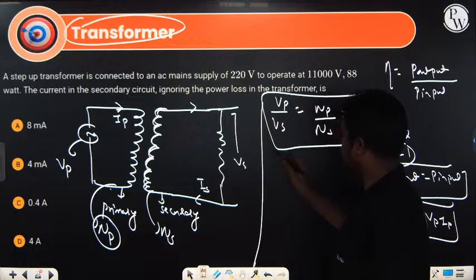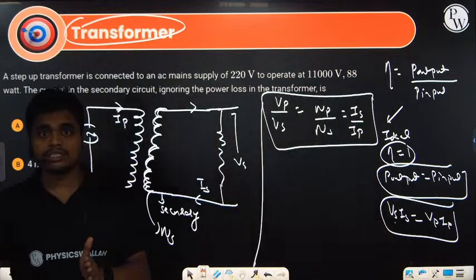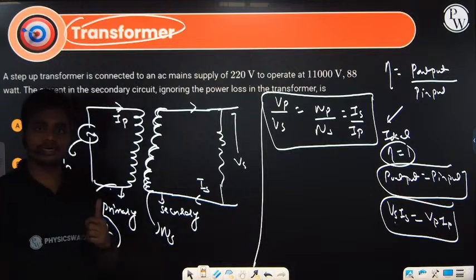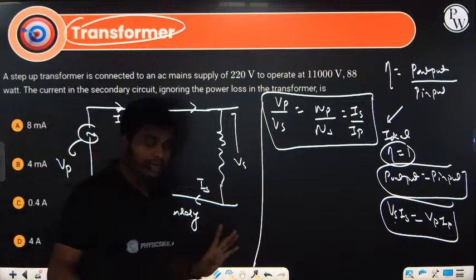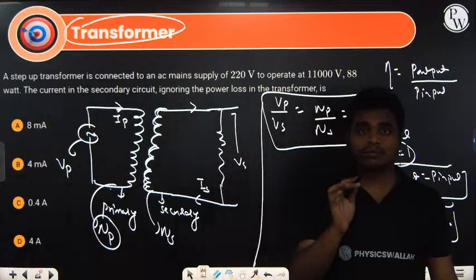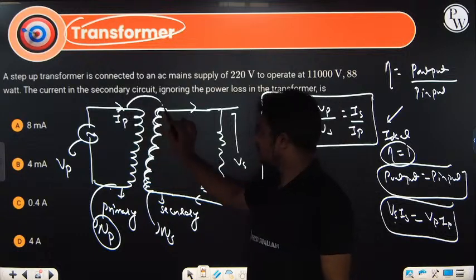So let's solve this particular question. Step up transformer means it will step up the voltage. The final voltage will be higher than the initial voltage. That is a step up transformer. In a step down transformer, the final voltage will be less than the initial voltage. So the voltage in the primary is stepping up, and the voltage in the secondary will be more than the voltage in the primary.